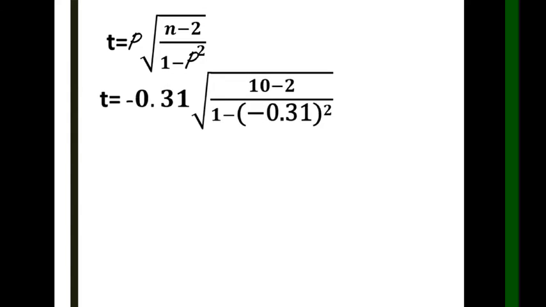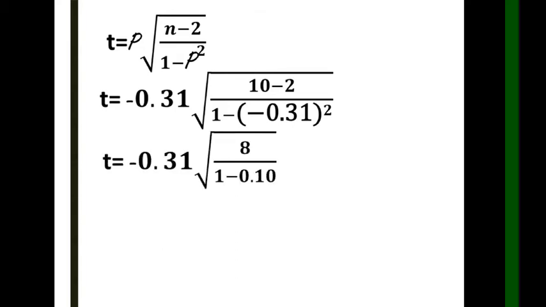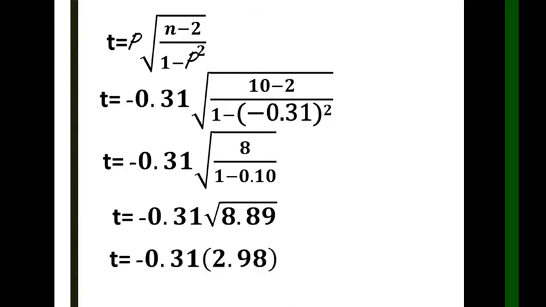Just put the given in the formula. Our computed rho is negative 0.31 and n is equal to 10. Now, 10 minus 2 is 8. Negative 0.31 squared is 0.10. Then copy the negative sign for this one. Next, 8 divided by 1 minus 0.10 and you will get 8.89. Get the square root and you will get 2.98.